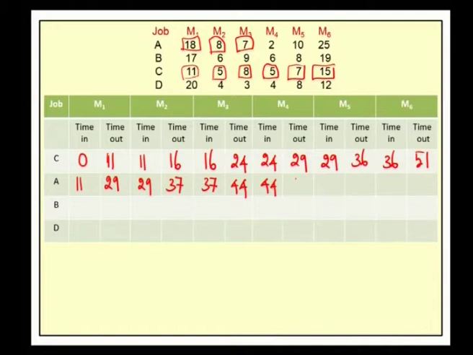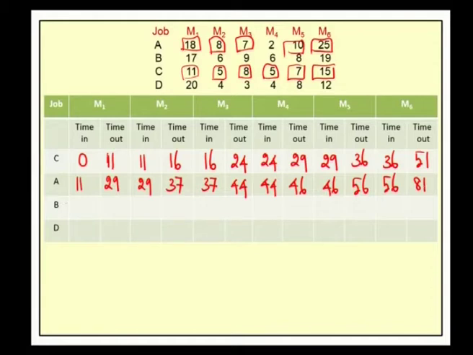So, 44 plus 2 is 46, and machine 5 starts its work at the 46th hour. For machine 5, in order to complete job A, it needs 10 hours. So, it completes its work at 46 plus 10, 56 hours. Now, machine 6 starts its work at the 56th hour. In order to complete the job, it requires 25 hours. Therefore, machine 6 completes its work at 81 hours.